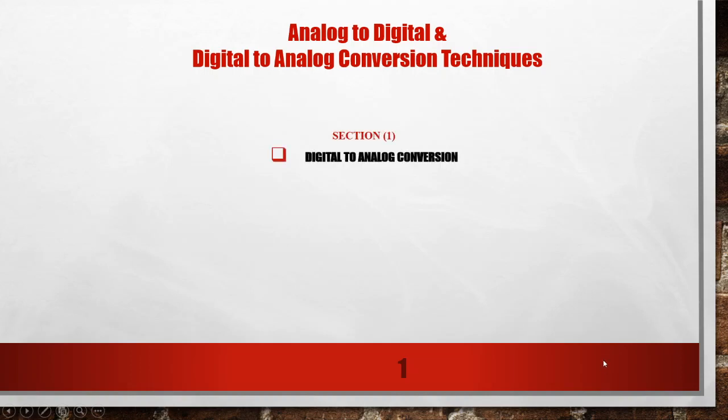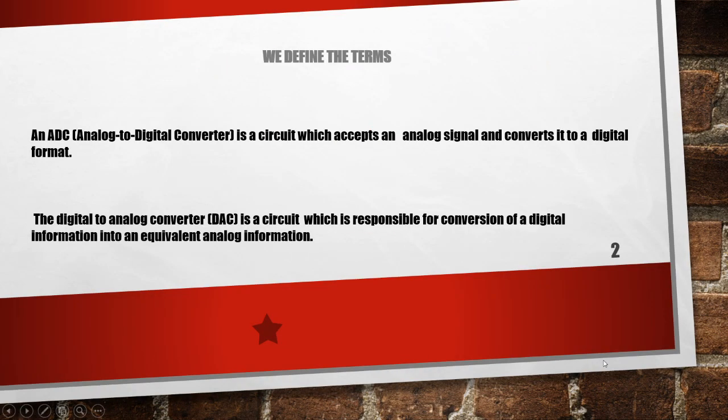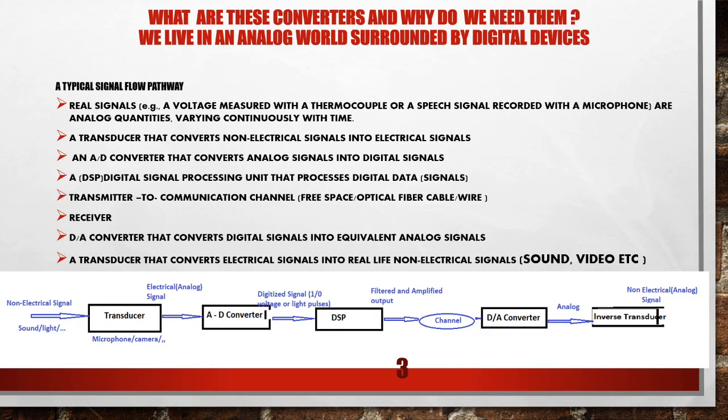In section 1, we'll be talking about digital to analog conversion, and in section 2, analog to digital conversion. Now, before we proceed further, let me first of all define the terms. An ADC or analog to digital converter is a circuit which accepts an analog signal and converts it into a digital format. The DAC, or digital to analog converter, does just the opposite. It's a circuit which is responsible for conversion of digital information to an equivalent analog information.